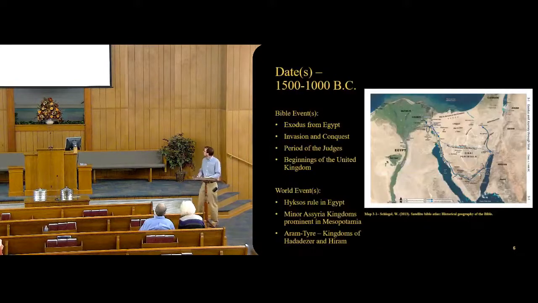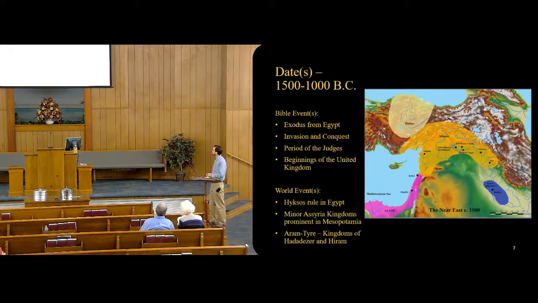Okay. So with our timeline slides that we typically hit, this has been the same for the past couple classes, and it's going to be the same until we get down to United Kingdom, which will be next class. But invasion and conquest and the period of the judges are the two Bible events that we're going to be hitting here. And again, same as the last couple classes, the same world events are in view here. And this map's getting a little bit dated. I should probably update it. But those are the two timeline slides for where we are, the 1500 to 1000 BC range.